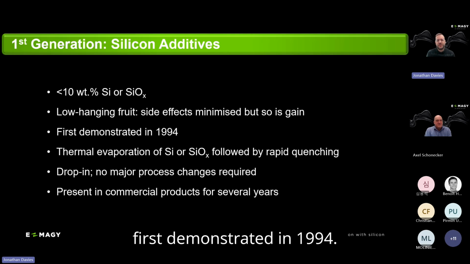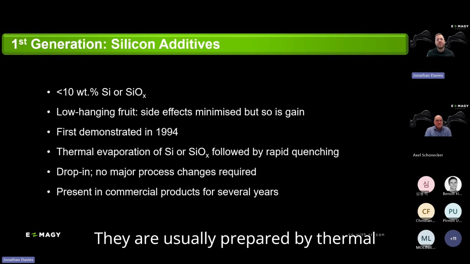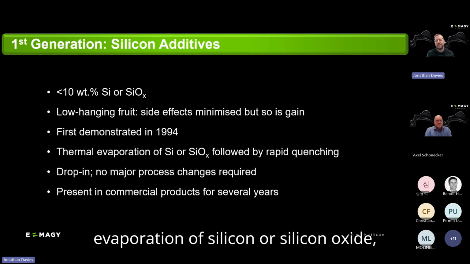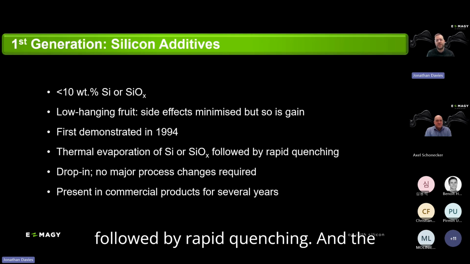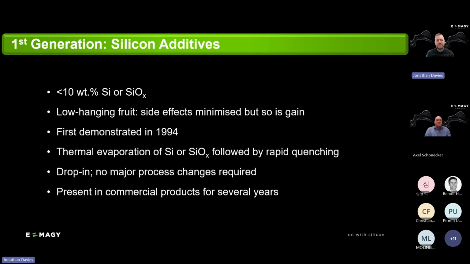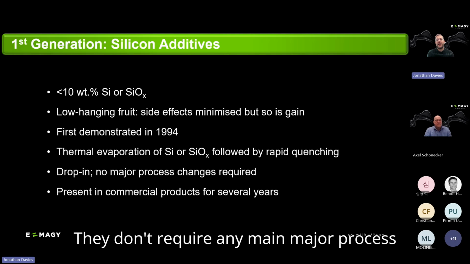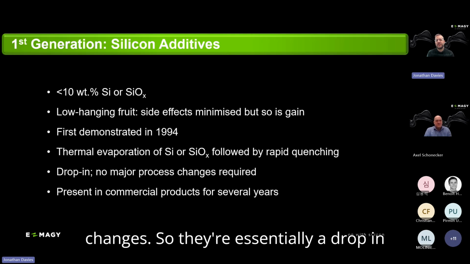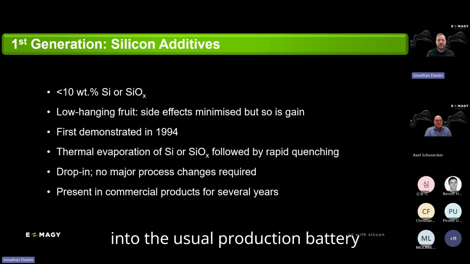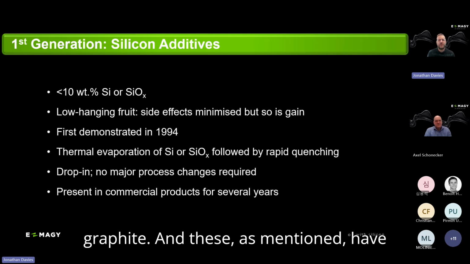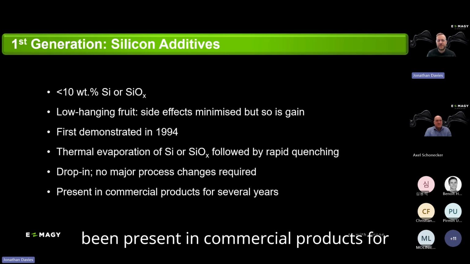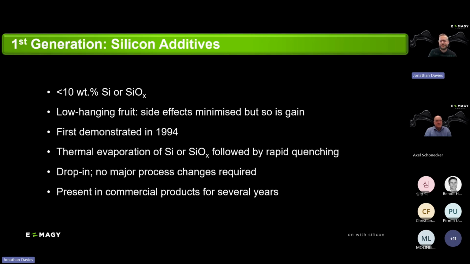These were first demonstrated in 1994. They are usually prepared by thermal evaporation of silicon or silicon oxide, followed by rapid quenching. And the advantage of these, they don't require any major process changes, so they're essentially a drop-in into the usual production battery manufacturing process used with graphite. And these, as mentioned, have been present in commercial products for several years.